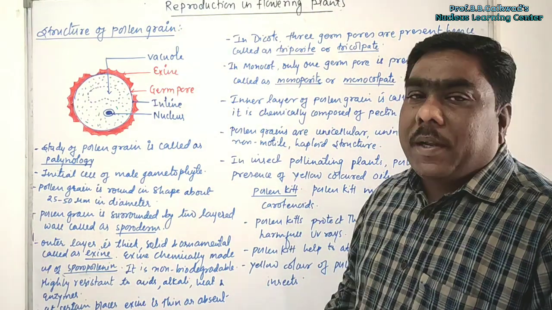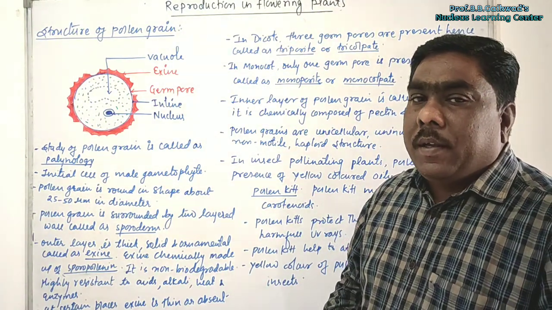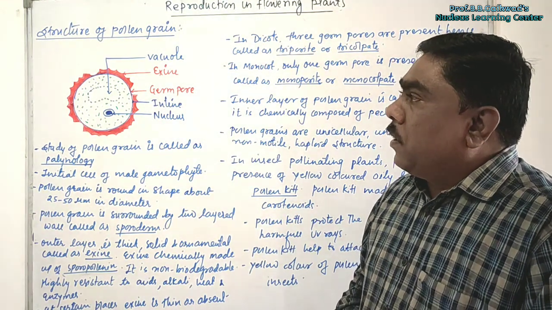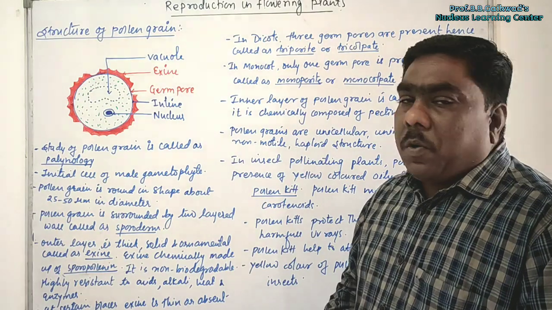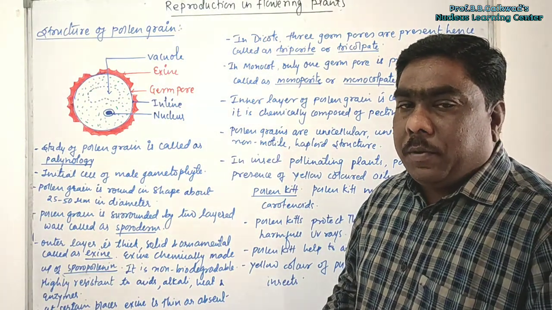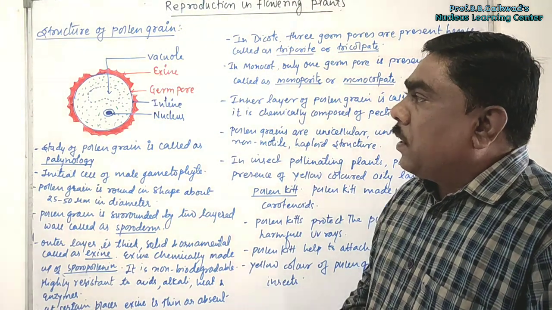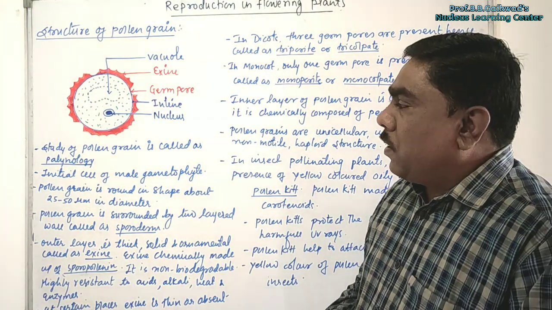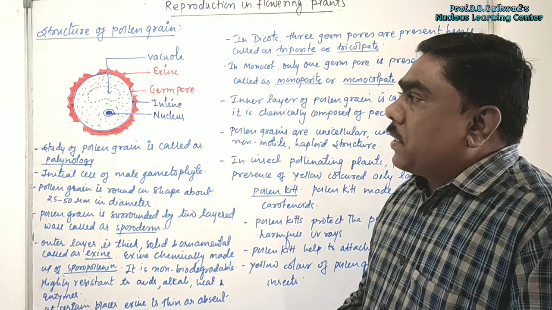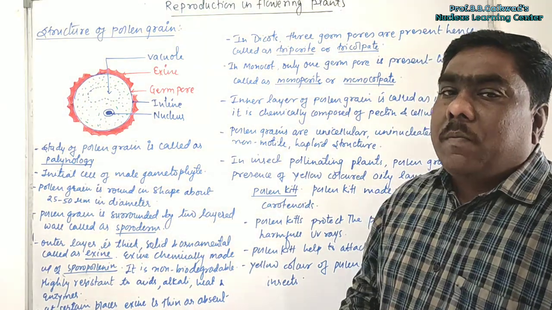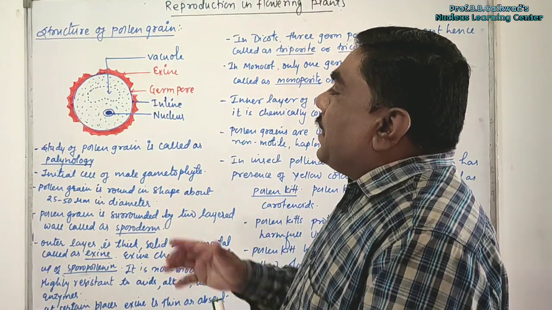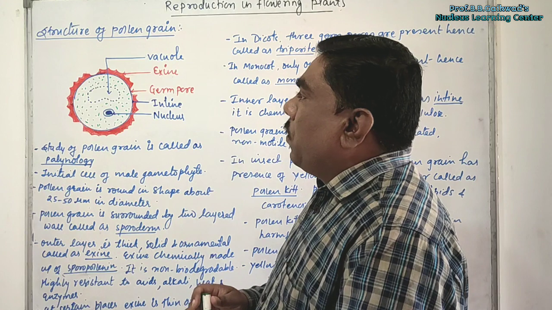So आज का हमारा टॉपिक है structure of pollen grain. In my previous video, I discussed microsporogenesis, how the microspores are developed in the microsporangia. ये हमने लास्ट लेक्चर में पढ़ा था. So for today, we will discuss the structure of pollen grain. Okay, so let's see the diagram on the board.